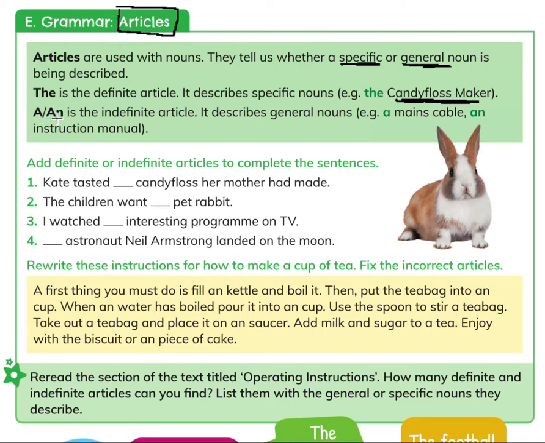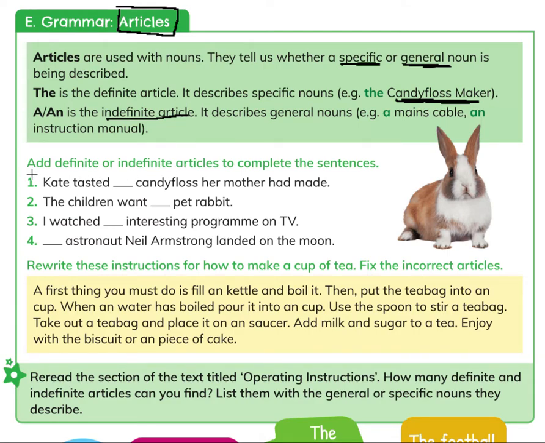A or an, if the next word starts with a vowel, is the indefinite article, and it describes general nouns like a mains cable, an instruction manual, or a candy floss maker. If you were talking about a candy floss maker, you could be talking about any one in the world. If you're talking about the candy floss maker, you're talking about a specific one.